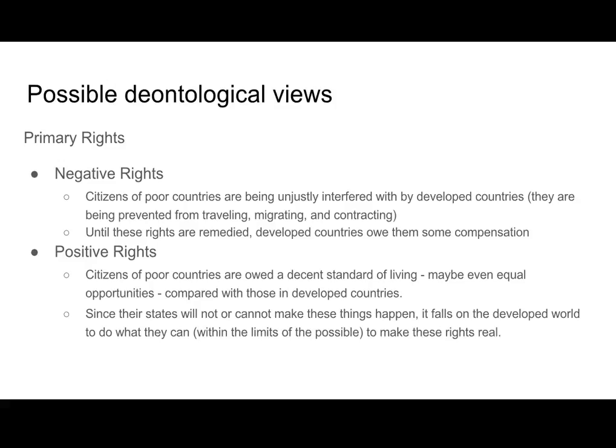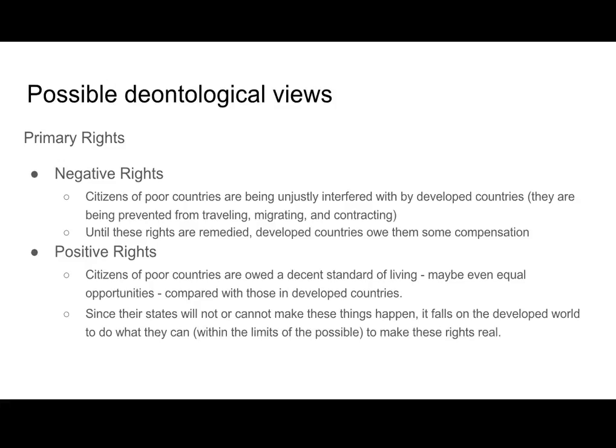Right, so on the negative right view, a negative right is a right against interference by others. The argument could be that currently developed countries are interfering with the negative rights of citizens in the developed world. They are preventing them from traveling, migrating, and contracting. And so either they have to remove these barriers or they have to compensate people for the inconvenience. Similarly, the positive rights, though, are generally rights to either particular goods or services, or rights to have things provided for you. So it's not just a negative right against interference, it's a positive right to certain goods.